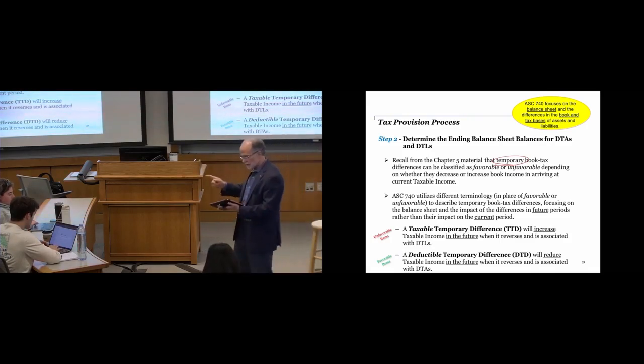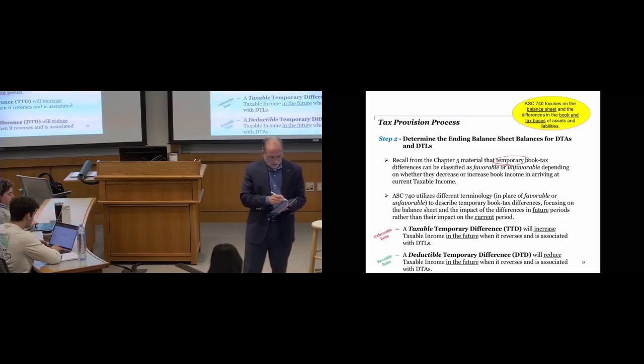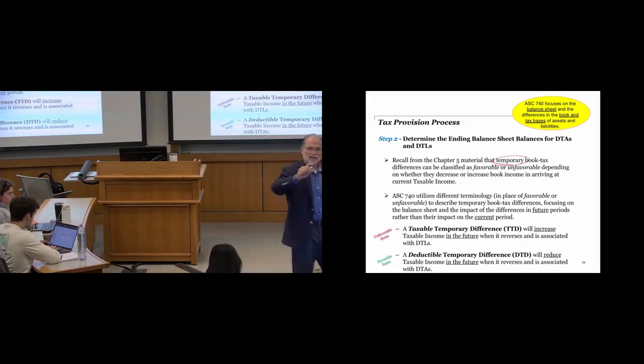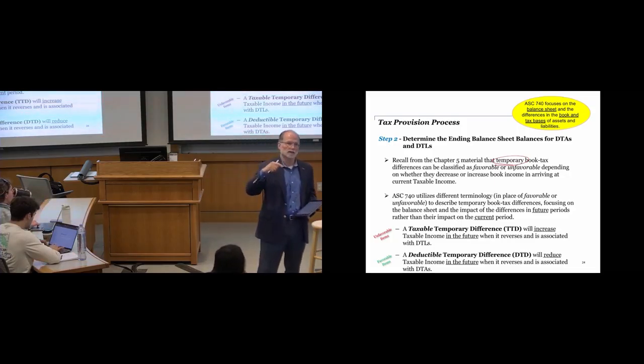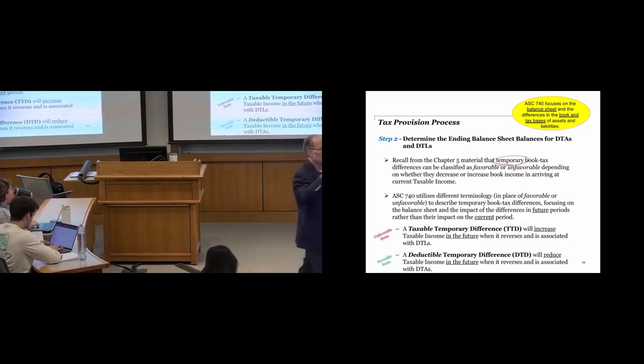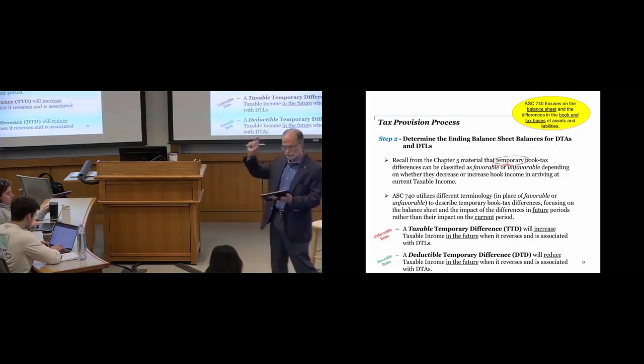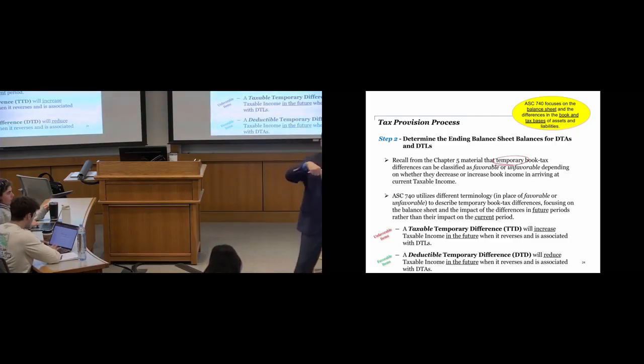And ASC 740 uses different terminology in place of that favorable, unfavorable language to describe temporary book tax differences, focusing on the balance sheet. Okay? So we are going to be honing in on balance sheet accounts where I have a different balance for book purposes than I do for tax purposes. And the impact of those differences in future periods rather than their impact on the current period. Right? Step 1, we already did. We're looking at future consequences.